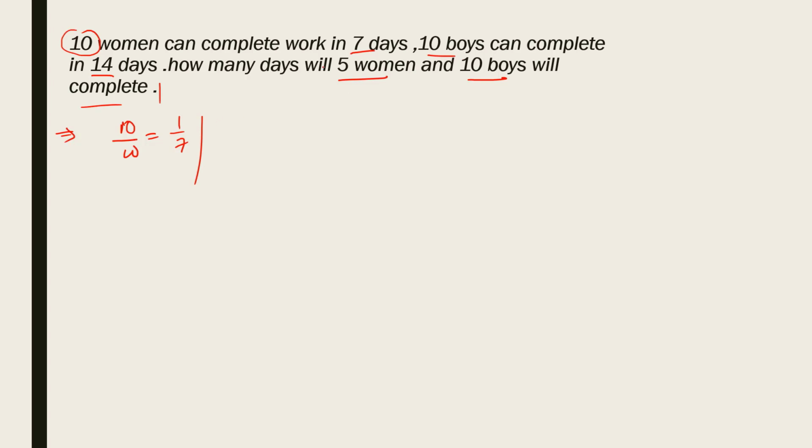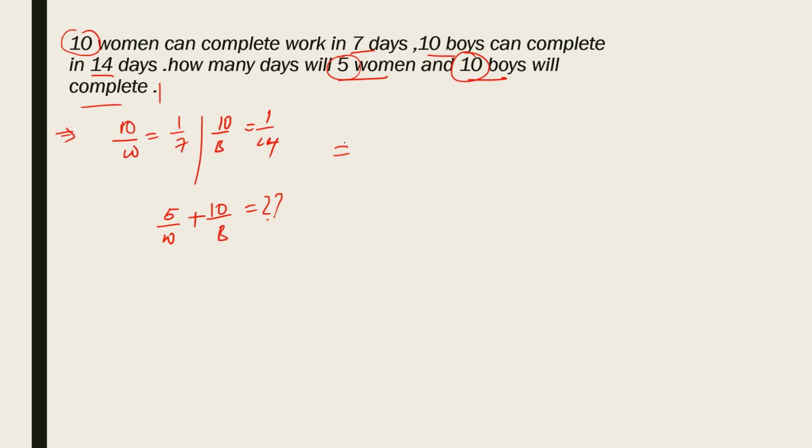Now 10 boys can complete in 14 days. Similarly, as 10 by W, we'll have 10 by B, and they complete the work in 14 days, so 10 by B is 1 by 14. Now he's asking how many days 5 women and 10 boys will take to complete the work. So 5 women is 5 by W, and 10 boys is 10 by B. We know this information, and from that we have to find this.